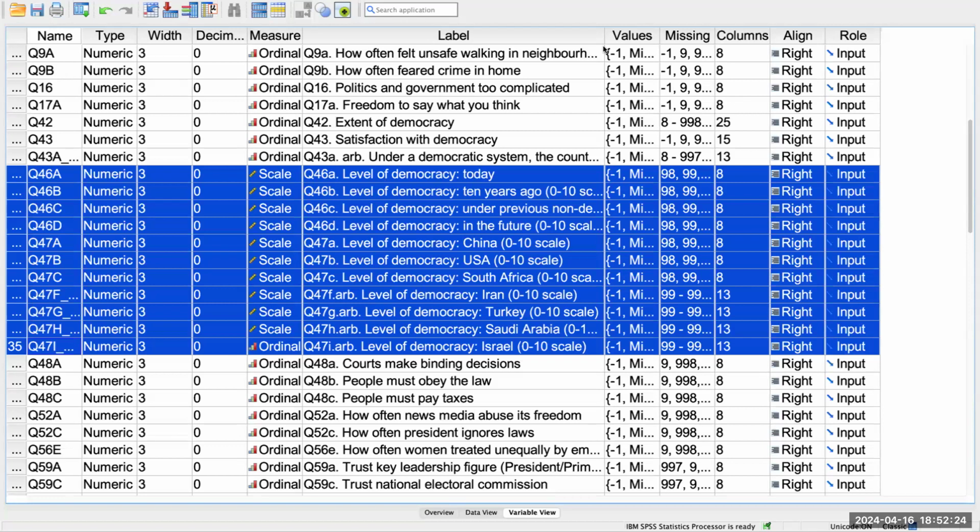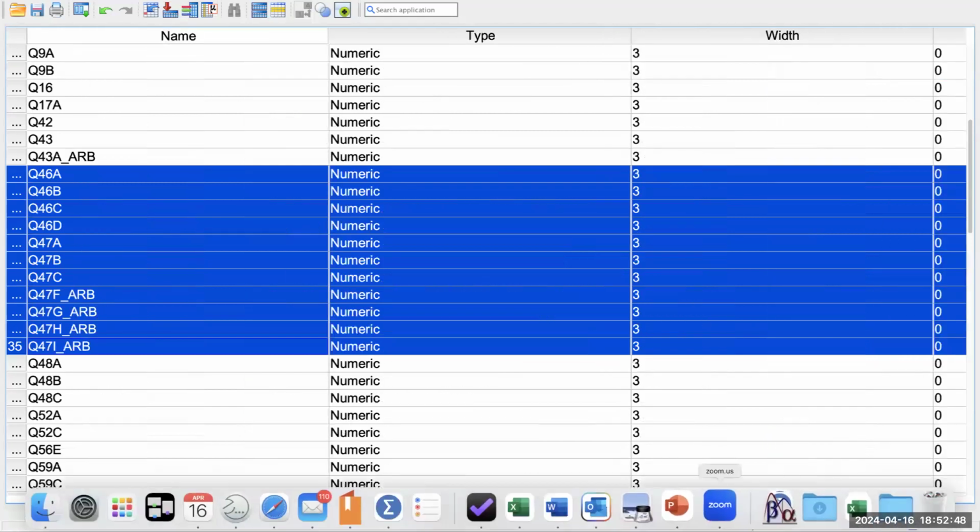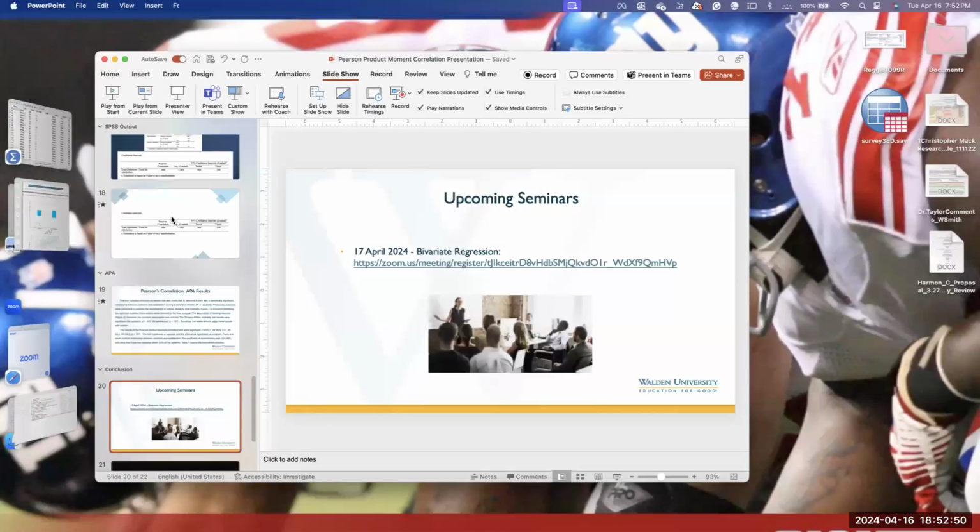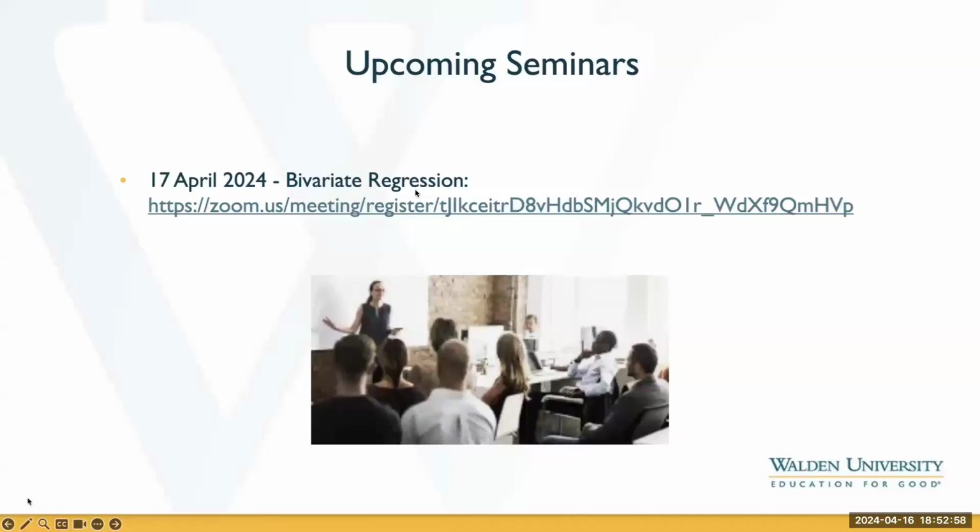And you're just looking to see if there's a relationship between those variables. It makes logical sense to me to see what one thinks about the level of democracy today. Is that related to what they thought 10 years ago? It makes logical sense to me. So just use your common sense and come up with a logical relationship and run the tests and report the results. Okay? So we've looked at both of those data sets. We have the exemplar. And now let's take a look for tomorrow night. What we have is the bivariate regression session.